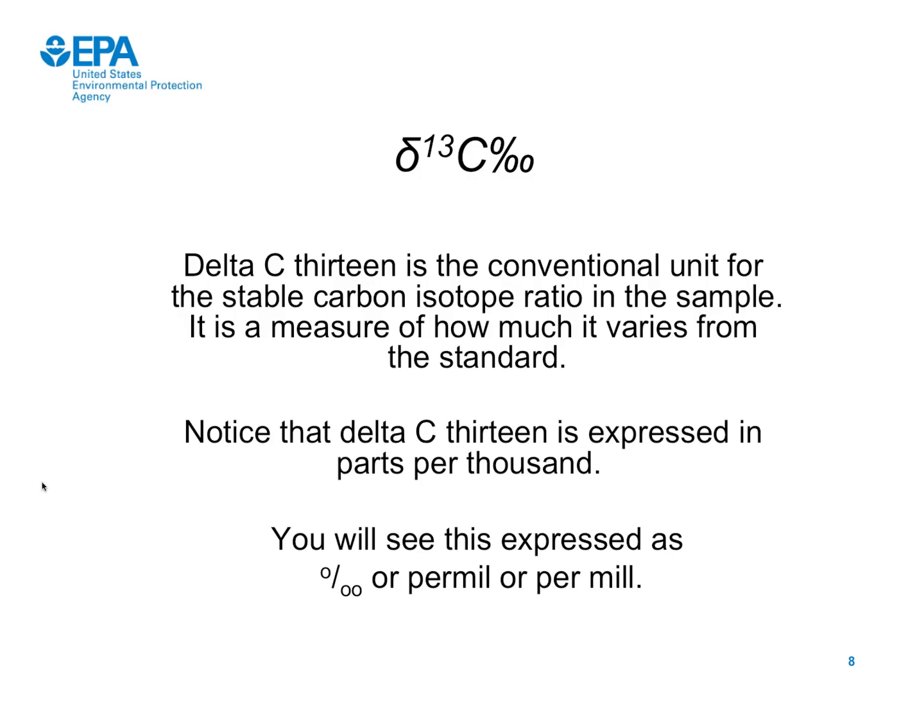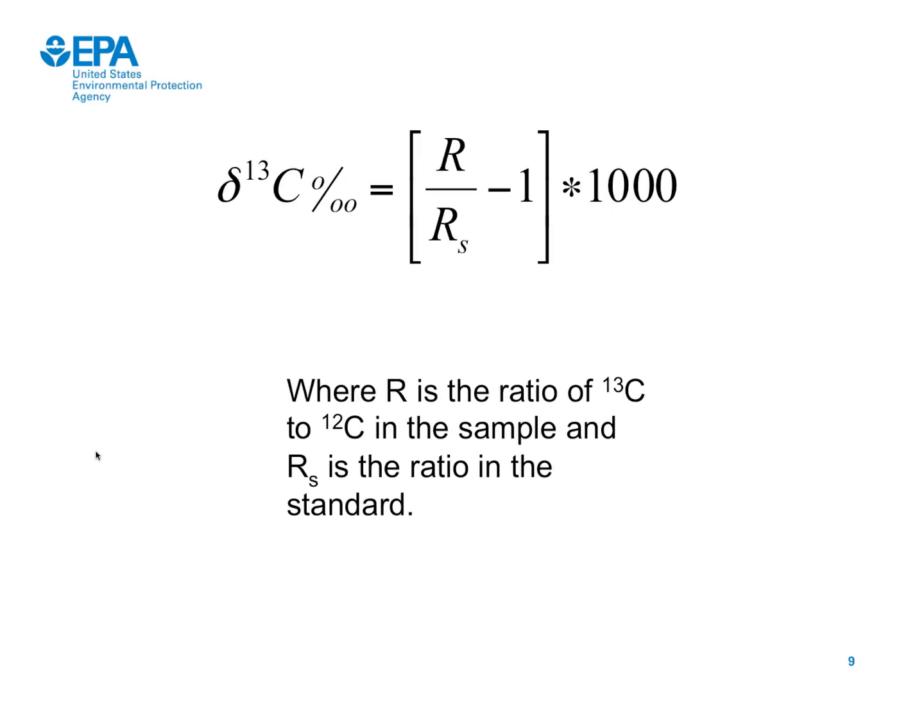So when you send a sample off for compound-specific isotope analysis, your results will come back with this format. I just give this to people that are not used to it or have not seen this particular convention before. Delta 13C per mil. Next slide.